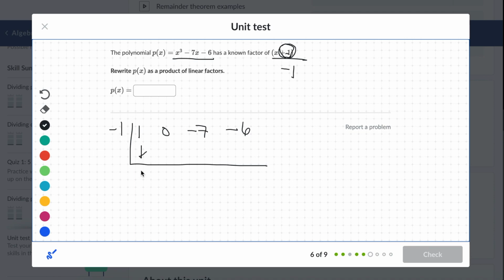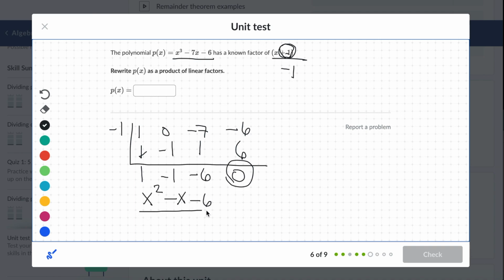Bring down the first value. 1 times -1 is -1. Add it, multiply it, add it, multiply, add. At least we know this is right. The remainder is 0. That means it's a factor for sure. So we got the answer as this. It wants us to rewrite it as a product of linear factors.